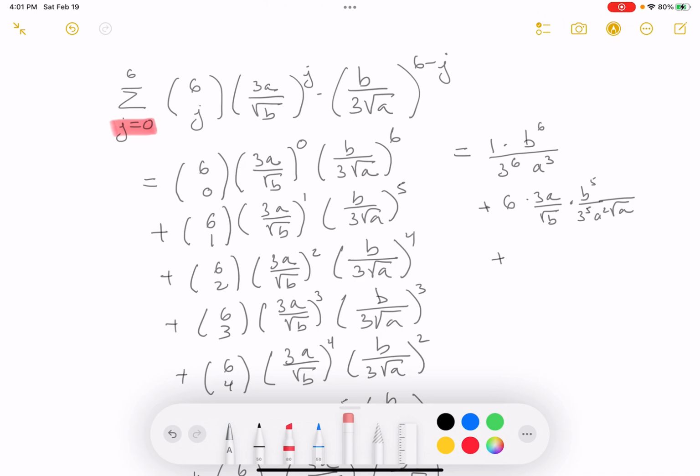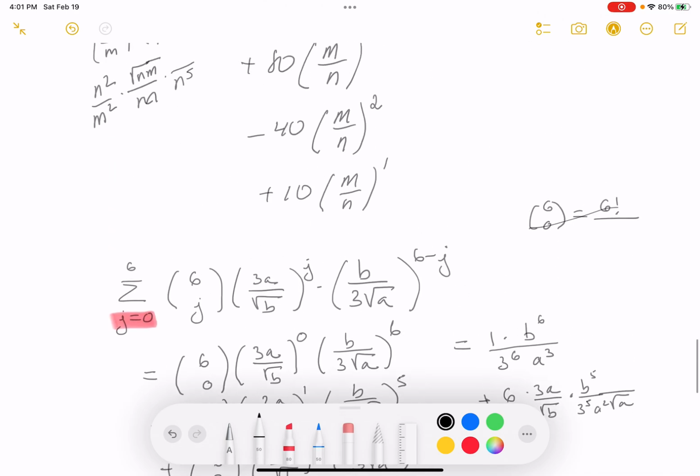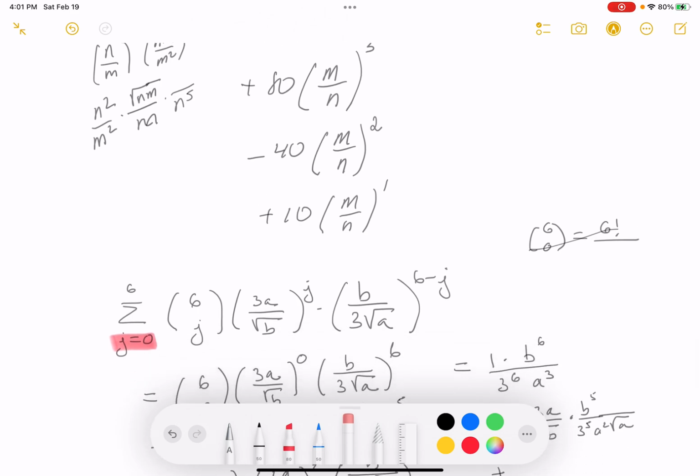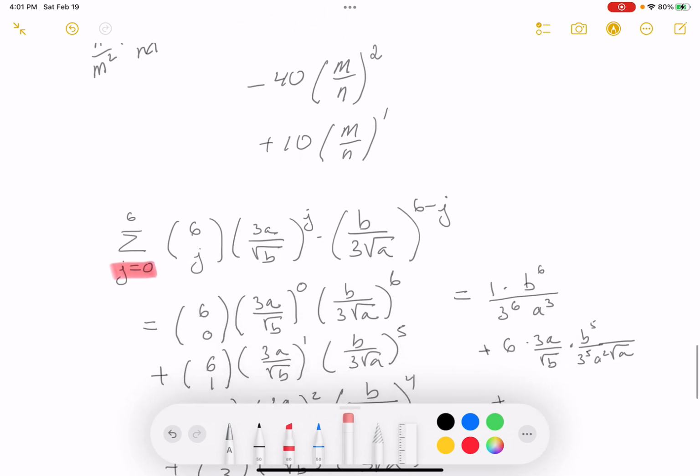I know this is getting tedious, but 6 choose 2. And again, you can still use Pascal's triangle if you want. You get my eraser over here, and I said 6 choose 2, right? 6 factorial over 2 factorial times 4 factorial. What does that give me? 6 times 5, which is 30, over 2, which is 15.